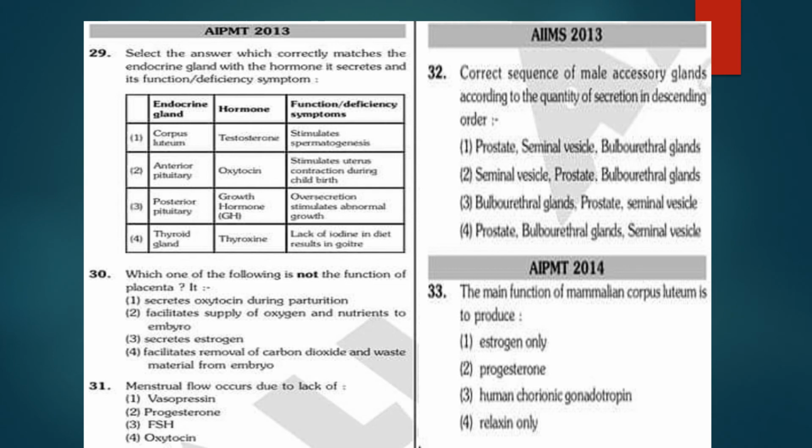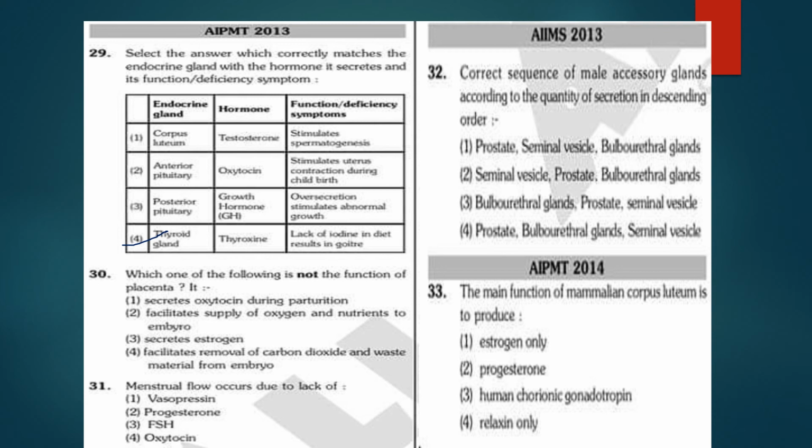Next, by looking at the table, we have to correctly label them. Now here, corpus luteum produces testosterone, which stimulates spermatogenesis? It produces progesterone. This is wrong. Anterior pituitary produces oxytocin. This is also wrong. Posterior pituitary produces growth hormone? No, the anterior pituitary releases growth hormone. Thyroid gland produces thyroxine. Lack of iodine in diet results in goiter. So this one is the correct one.